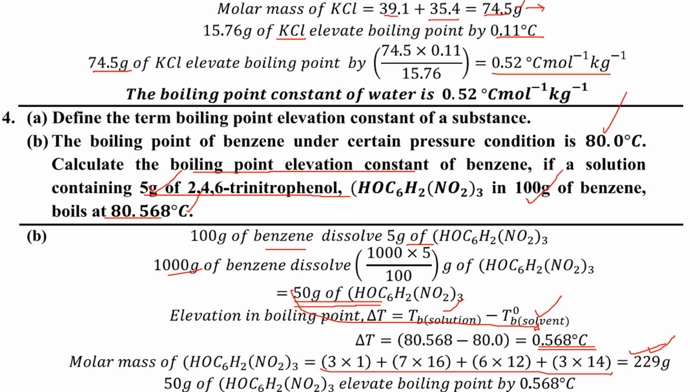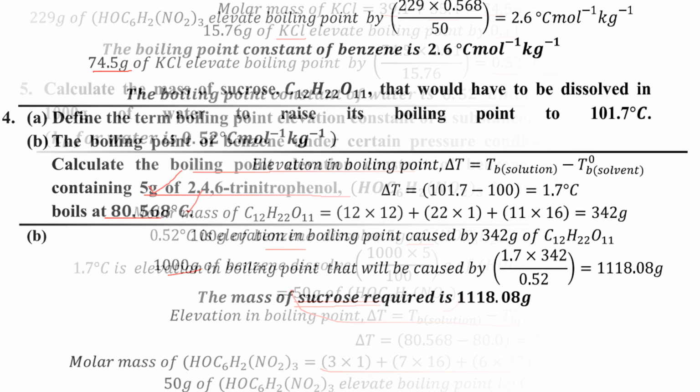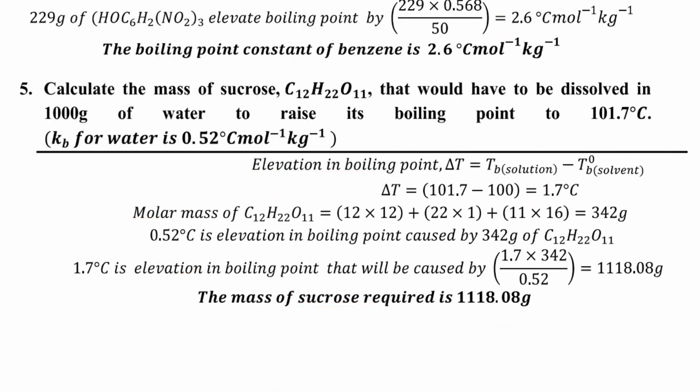So 50 grams of the solid elevate the boiling point by 0.568 degrees Celsius. Then what about the RFM, which is always going to give us the one for the Ebullioscopy constant? It's going to elevate by what? 229 grams of the solid is going to elevate our boiling point by 229 times 0.568 divided by 50, which is going to give you 5.6 degrees Celsius per mole per kilogram. And the boiling point constant of benzene is thus going to be 2.6 degrees Celsius per mole per kilogram.